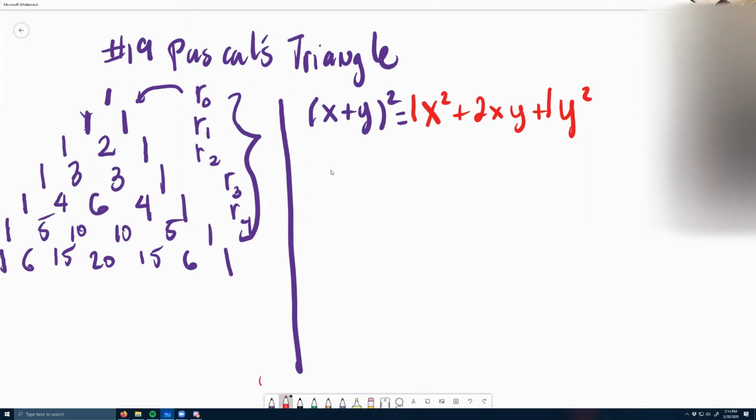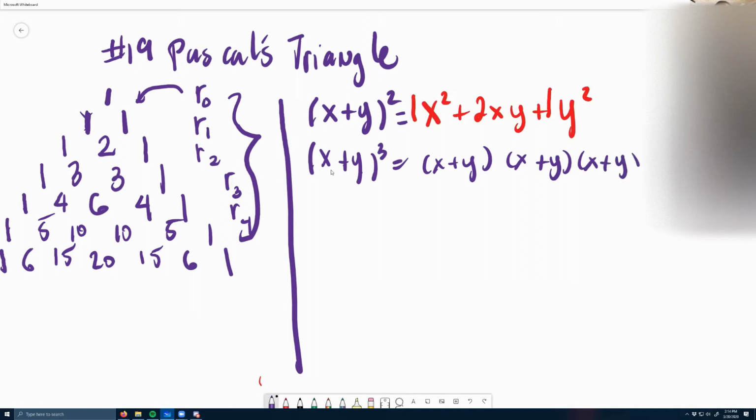Okay, anyway. Going back to purple. So if I want to do x plus y to the third power, you can, of course, sit there and write them all out if you wanted to, and we can multiply the whole thing out. It'll take some time. However, this row will actually help us do this.